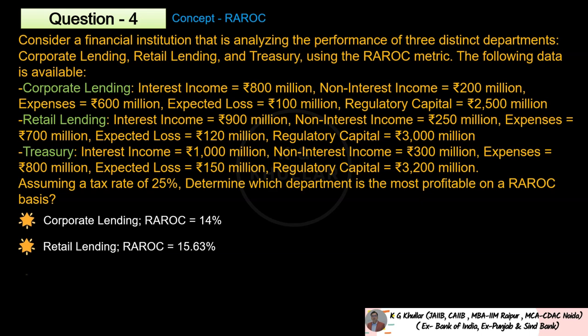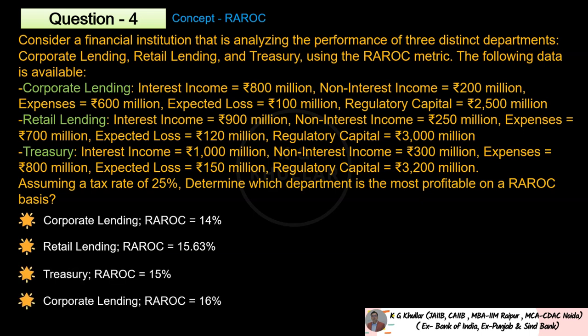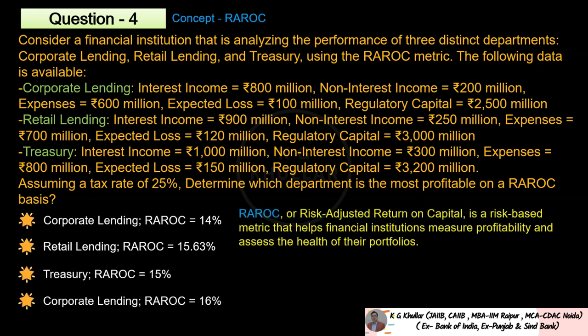Now friends, RAROC, that is risk adjusted return on capital, is a risk based metric that helps financial institutions measure profitability and also assess the health of their portfolios. In fact, it's a common way to calculate expected return on capital employed and is especially useful for banks. Now, RAROC takes into account expected losses and income generated by capital and assumes that riskier projects should have higher expected returns.